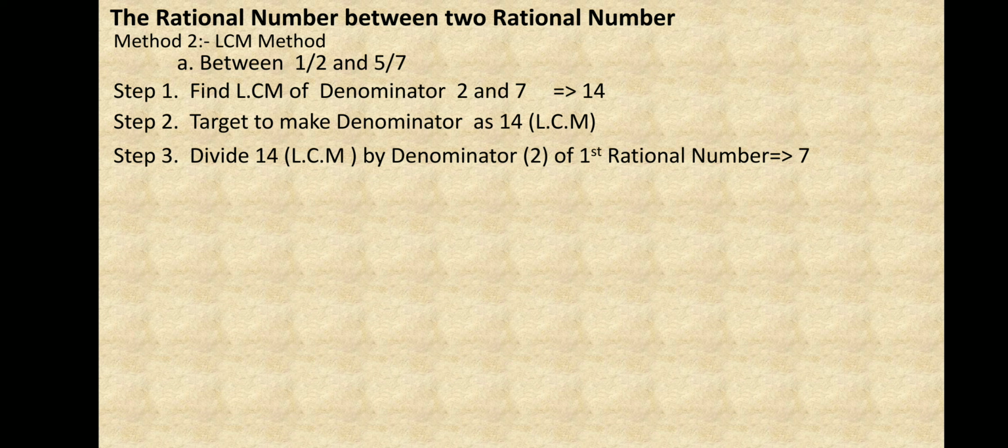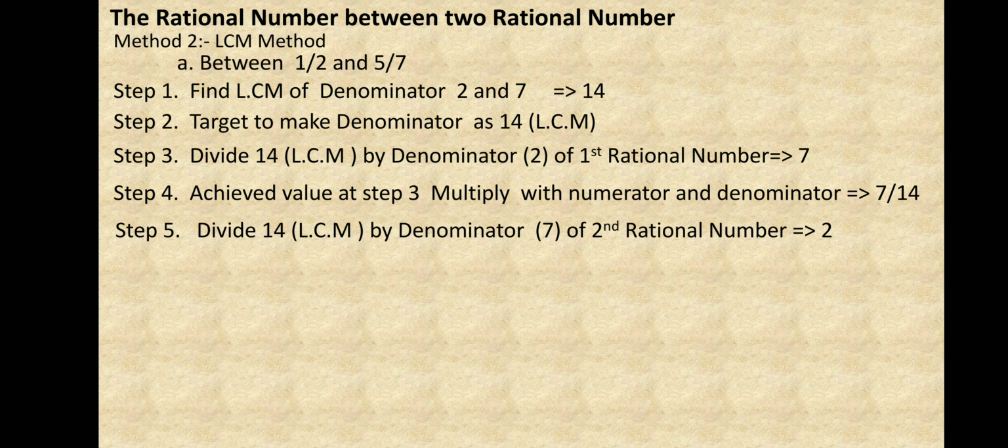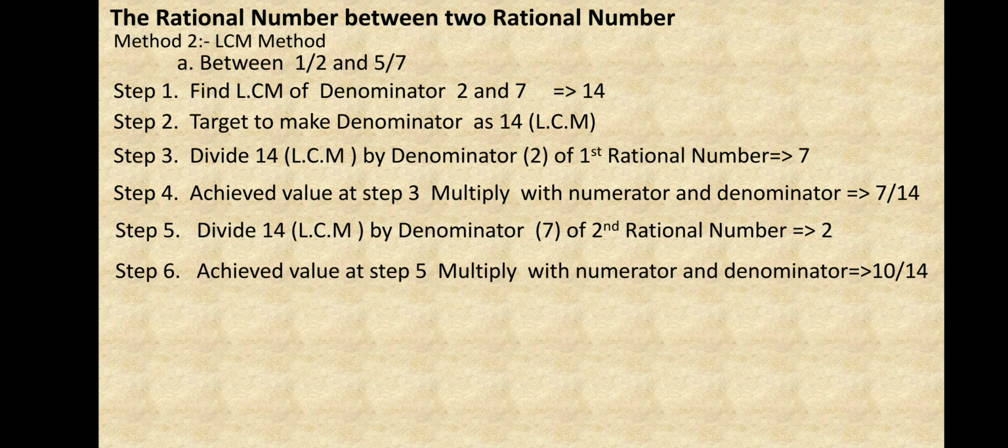Am I right? And at step 3, you have to divide this 14 by the denominator 2, which is the first rational number. And what do you get? You get 7. And at step 4, multiply the value achieved at step 3 with the numerator and denominator. So what's your first number now? 7 by 14. And step 5 is to divide this 14 by the denominator 7, which is the second rational number. What do you get? You get 2. And multiply the value achieved at step 5 with the numerator and denominator, and the second number you get is 10 by 14.